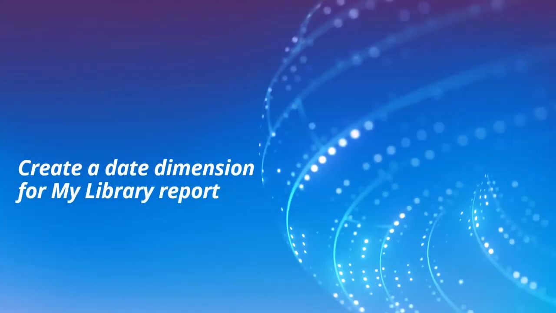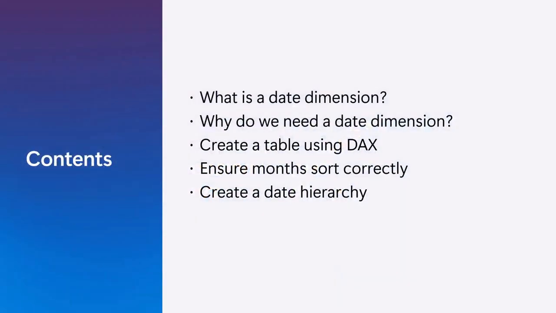Hi there. In this video we're going to be creating a date dimension for the My Library report. Before we do this, we're going to discuss what is a date dimension, why we need one, and in the exercise we're going to be creating a date dimension table using DAX, Data Analysis Expressions. Once we've created the table, we need to make some adjustments to it to ensure that the months sort correctly. And we're also going to create a date hierarchy to simplify our report building processes.